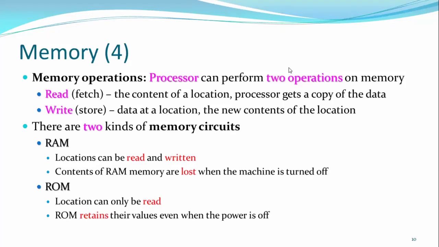So what is the other one? ROM, read only memory, right? We cannot write anything on the ROM. We can only read the information from the ROM. You see, locations in the ROM memory can only be read. ROM retains its values even when the power is off. That means if it is ROM, you get back the data from the ROM even when the power is off.